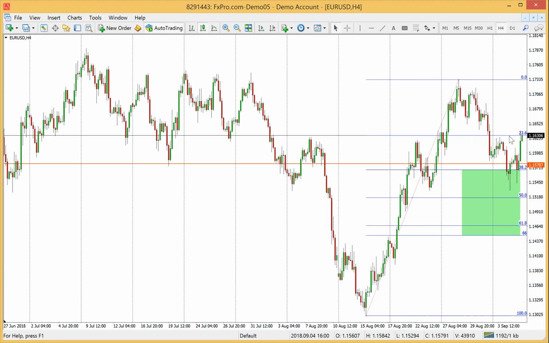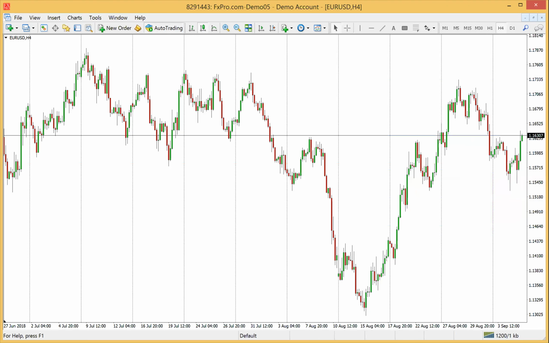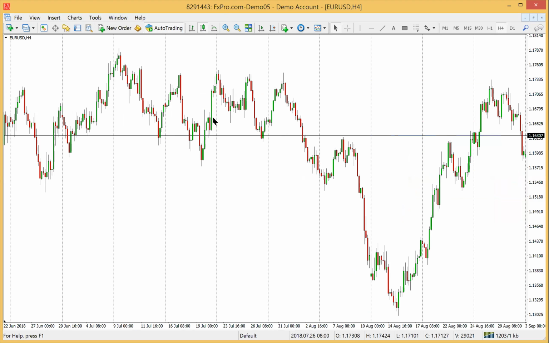But again, the key thing about Fibonacci is to help you identify a key level, and when drawn properly, your key level will be between the 38.2 level and the 66.0 level. But I'm going to find another example now. And again, all the stuff that I show you can be used on any time frame and any currency pair.